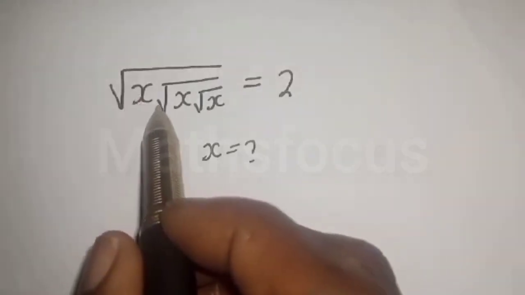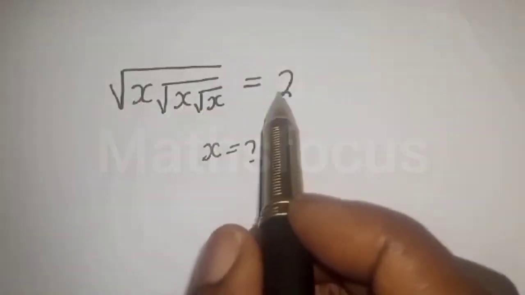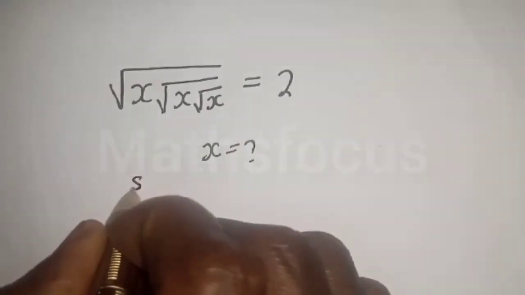Square root of s, square root of s, square root of s is equal to 2. What is the value of s? Solution.